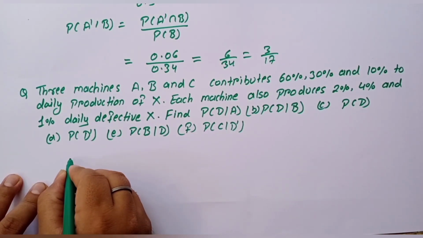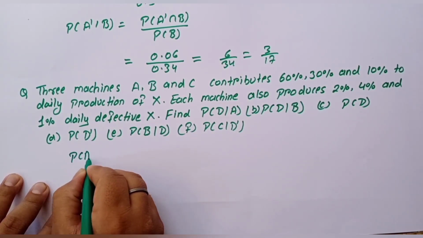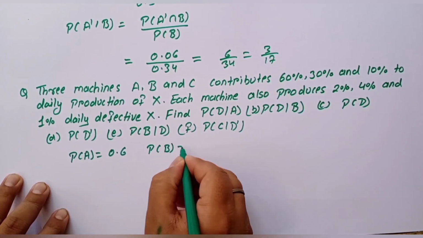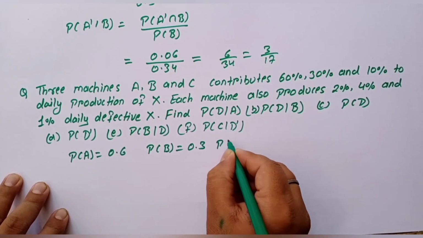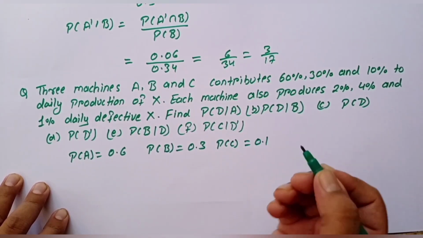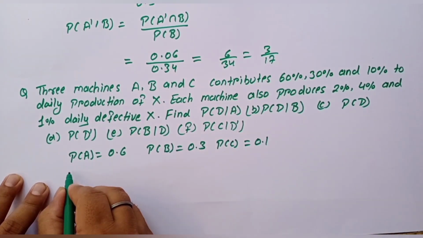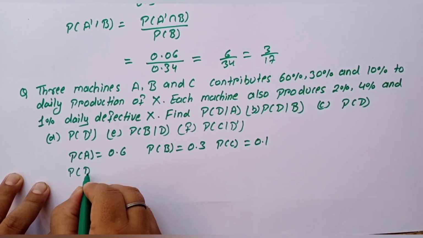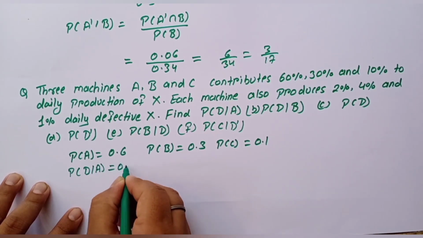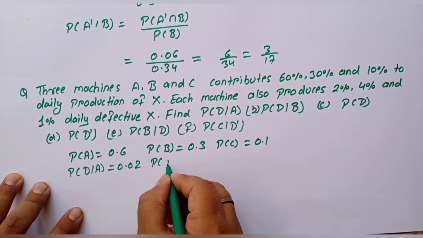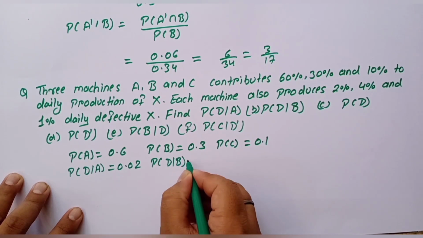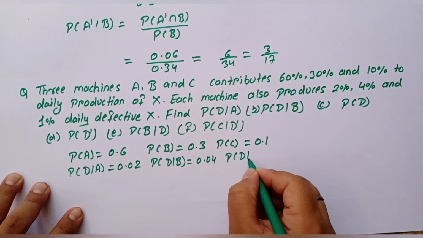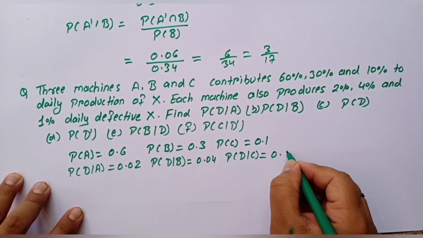Now let's first find probability of A, which is 0.6, probability of B, which is 0.3, probability of C, which is 0.1. Probability of defect under A is 0.02, probability of defect under B is 0.04, probability of defect under C is 0.01.